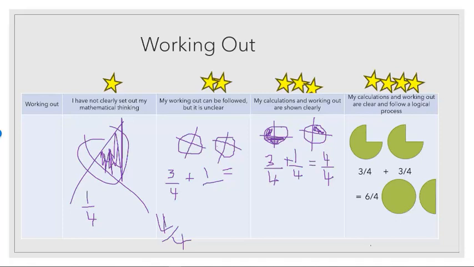So you've got 1 whole and 2 quarters, and you might even go, which is the same as, so equivalent to, 1 and 2 quarters, which is also the same as 1 and 1 half. That's the sort of stuff that we would be looking for stars.